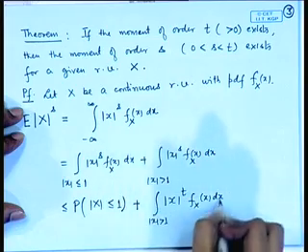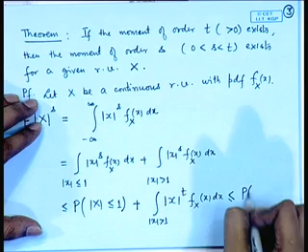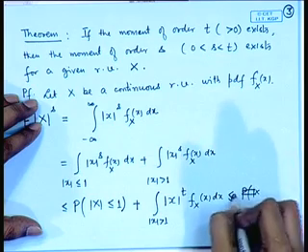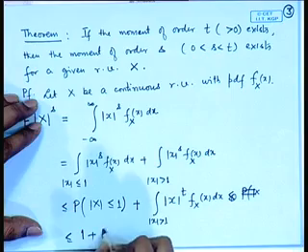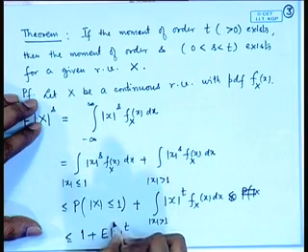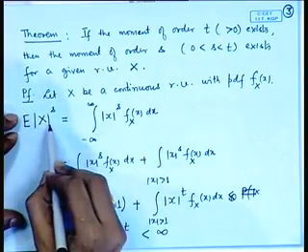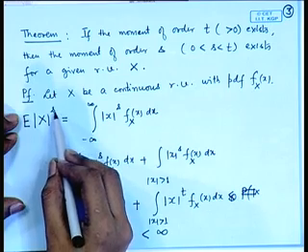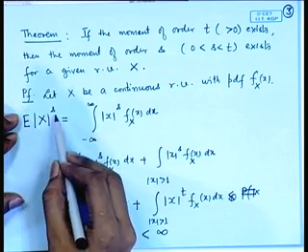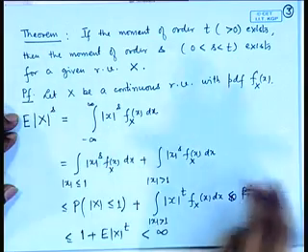Now, this is less than the expectation of modulus x to the power t. So, the first term is less than or equal to 1 and this is less than the expectation of modulus x to the power t. Since we are assuming that the moment of order t exists, this is finite and therefore, expectation of modulus x to the power s is finite. That means, the moment of order s exists. This is the condition for existence of the moment of order s.